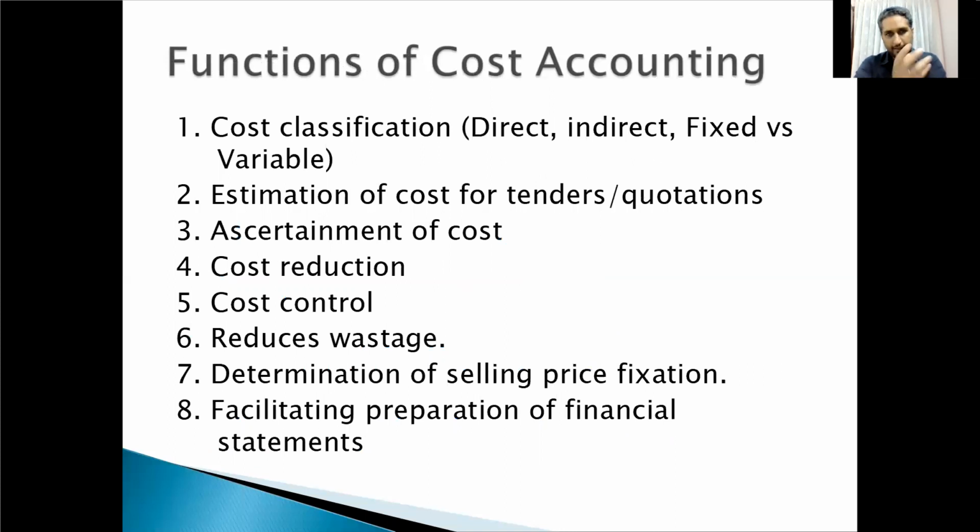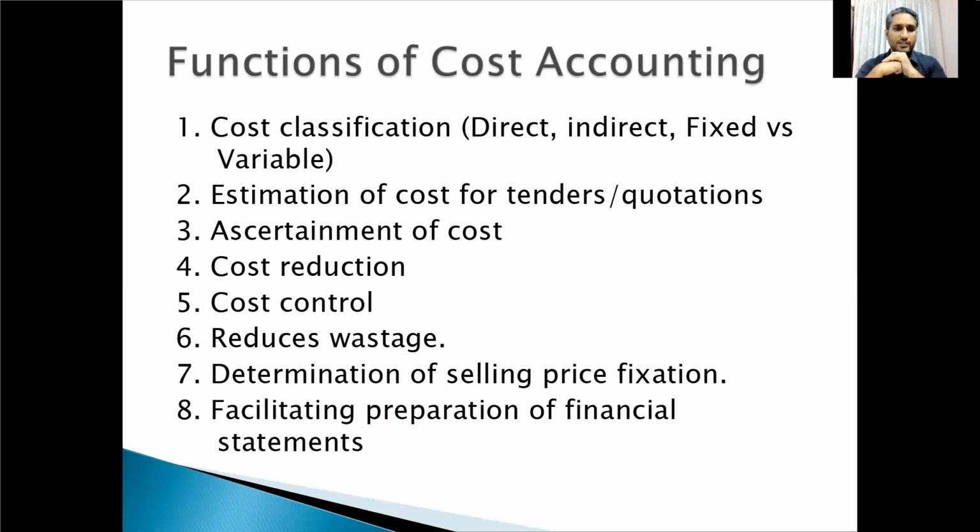Functions of cost accounting. Here, just have a brief look. Cost classification: either the cost is direct cost or indirect cost, either fixed, variable, or semi-variable. There are a number of classifications in the cost concept. And second, the estimation of cost for tenders. Like for quotations, if we are dealing in them, then we have to calculate the cost. So cost tenders and cost quotations. Ascertainment of cost: if you would like to find the cost of a product, a service, or a unit, then the cost accounting methods will help you.